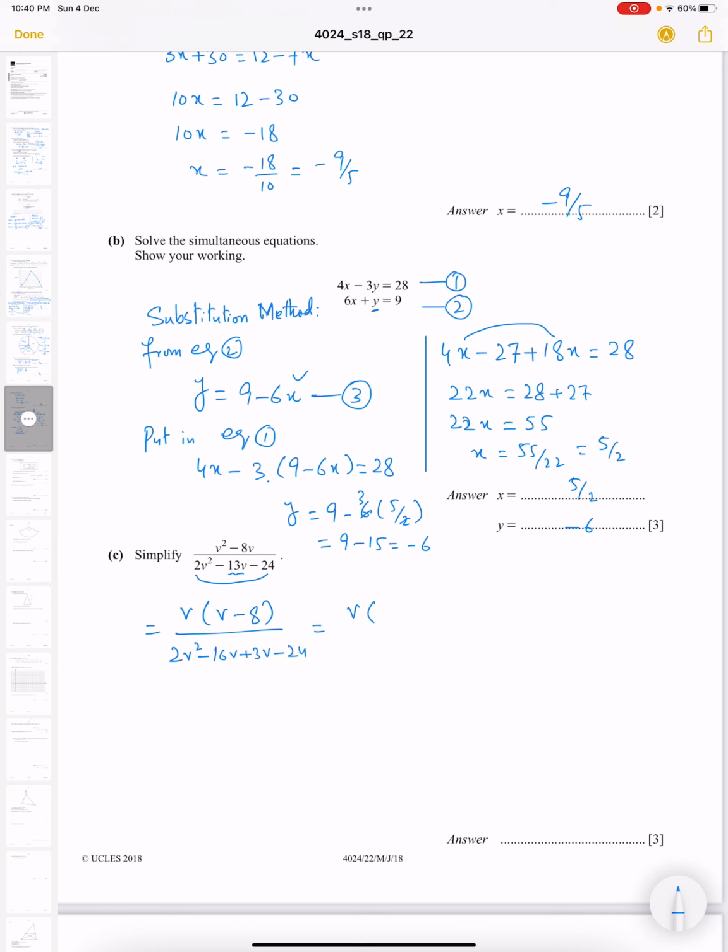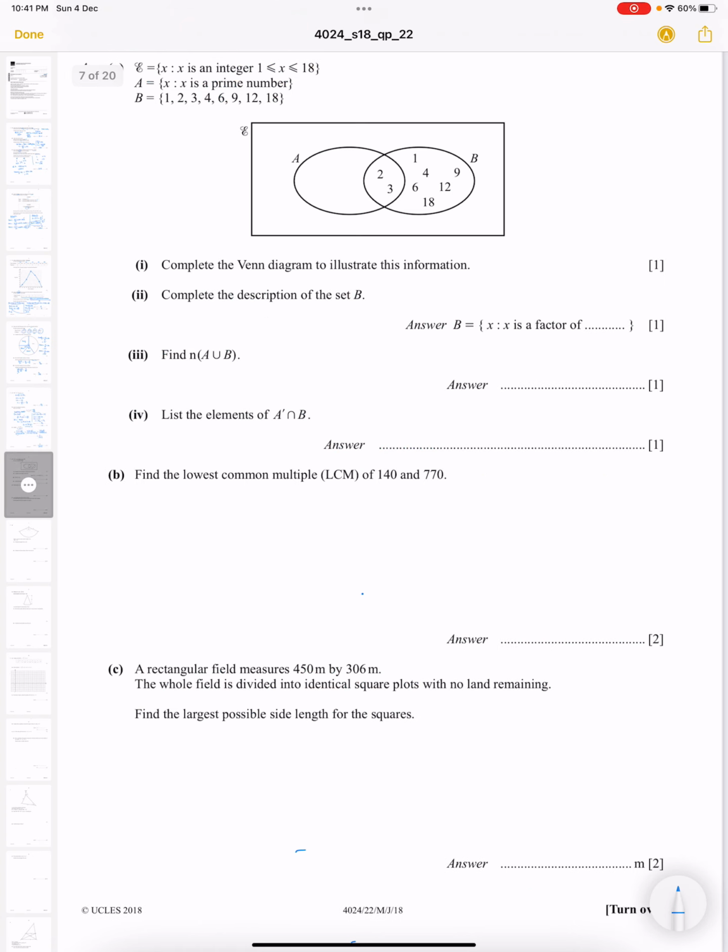Further we have v bracket v minus 8 over, let's take 2v as common from the first two terms. It is v minus 8, and positive 3 as common from the next two terms, it is also v minus 8. So further we have v bracket v minus 8 over v minus 8 times 2v plus 3. v minus 8 is cancelled with v minus 8, and we have v over 2v plus 3 as the answer. So v over 2v plus 3. Right? Let's move to the next question. It is from the sets topic.